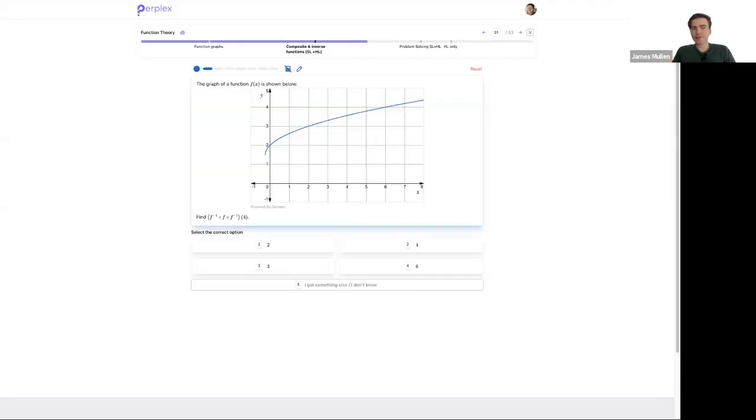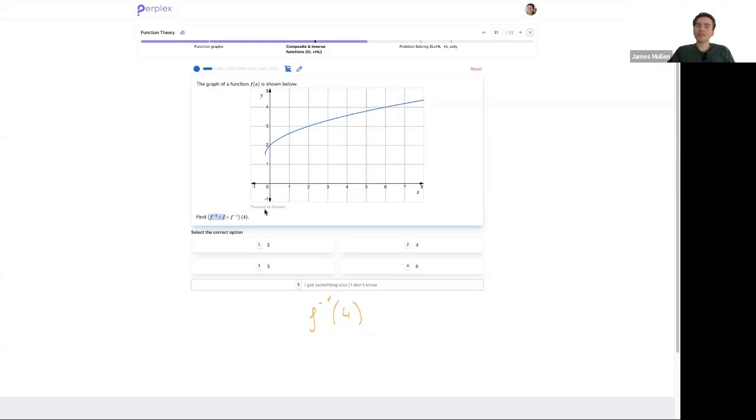So I'm trying to find f negative 1 composed with f negative 1 of 4. So first thing to do is realize that if I compose f negative 1 with f, these two functions are going to cancel. It gives me the identity function. So really, I'm just looking for f negative 1 of 4. That's all I'm looking for.